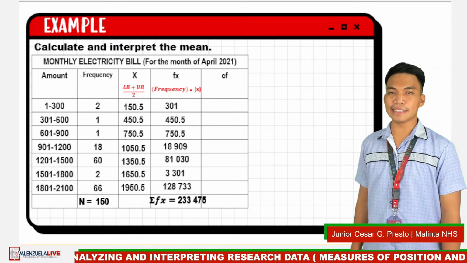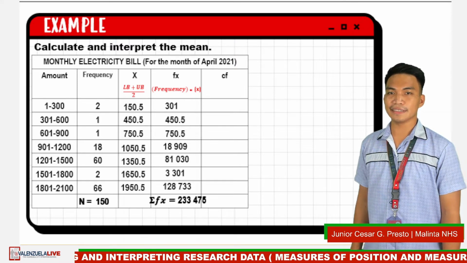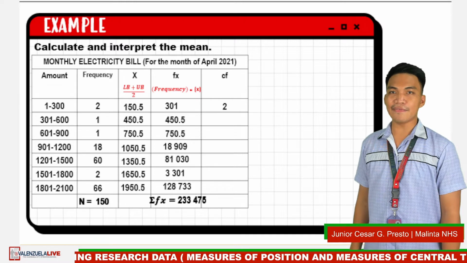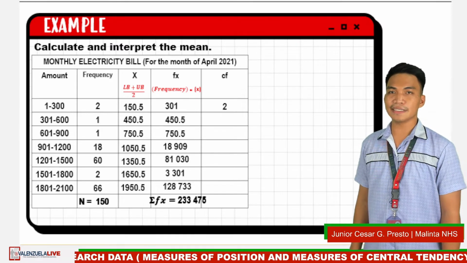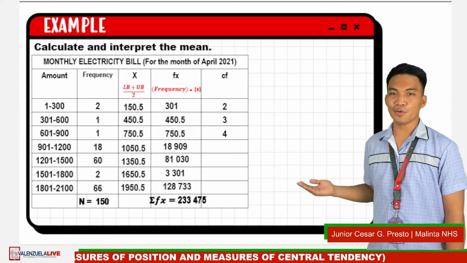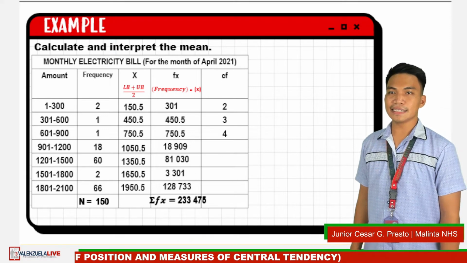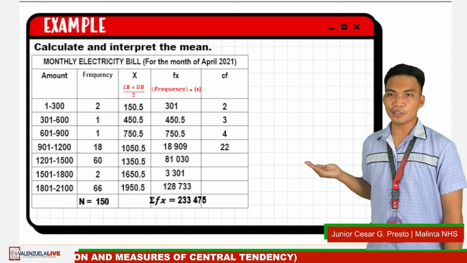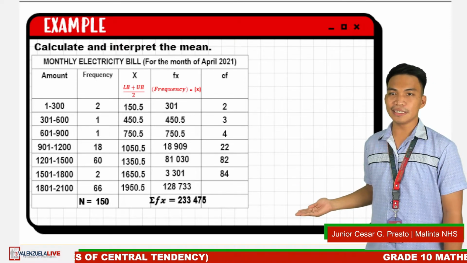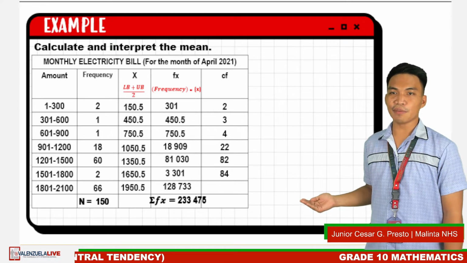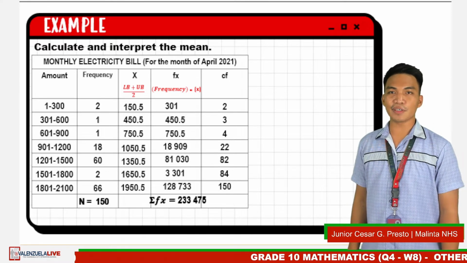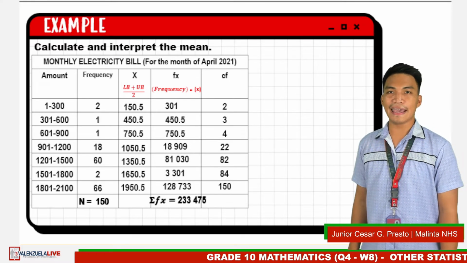Finally, the CF column. Start copying the frequency with lowest class interval. In this case, 2. Then add 2 to the frequency of the next class interval, which gives 3. Then 3 plus 1 is 4. 4 plus 18 is 22. 22 plus 60 is 82. 82 plus 2 is 84. Lastly, 84 plus 66 equals 150. Note that the last data for cumulative frequency should be equal to n.